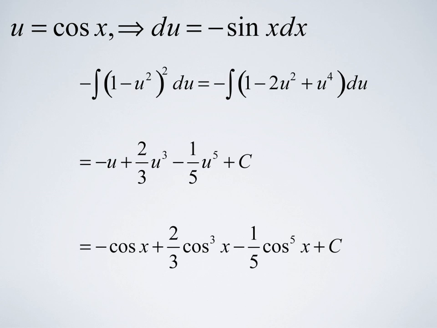Now to get the answer, we just go back to u equals cosine of x. And so the integral of sine to the 5th of x is minus cosine x plus 2/3 cosine cubed of x minus 1/5 cosine 5th x plus c.